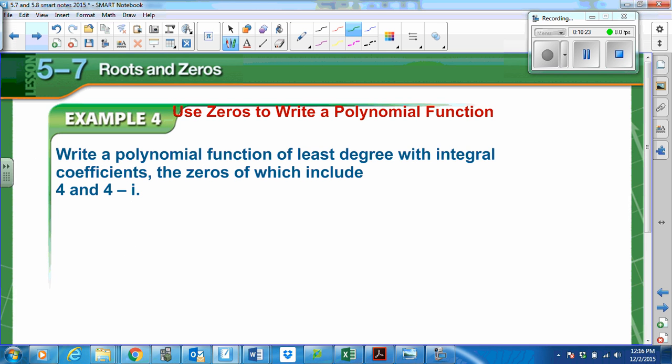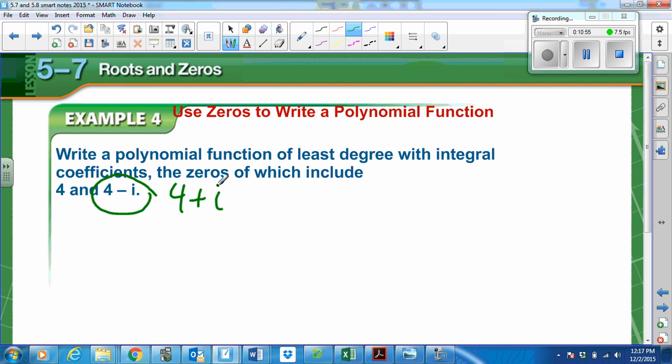So this one's a little bit more challenging. Write a polynomial function of least degree with integral coefficients, and the zeros of which include 4 and 4 minus i. So we know that this has at least 2 zeros, but the fact that one of our zeros is an imaginary number, well, that complex conjugates theorem we just learned about says that the conjugate will also always be a zero of that function. So we actually have a degree 3. That's going to be the least degree that this could have.